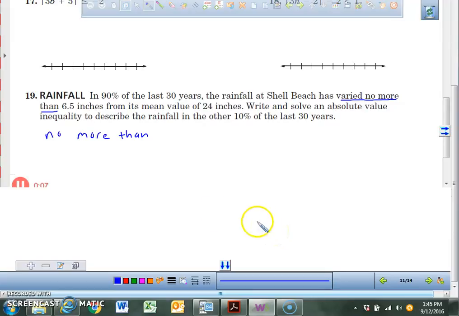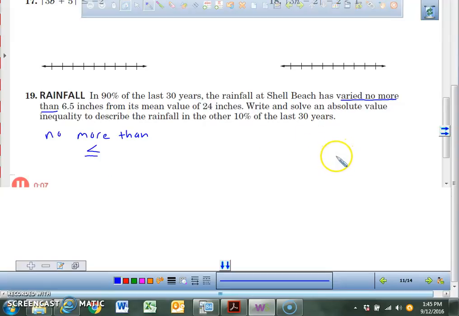Less than or equal. I agree. Less than or equal to. When I think of no more than, I think of Gandalf with the staff. This far, but no more than. Right, no more than. Thou shalt not pass. That's right, thou shalt not pass.